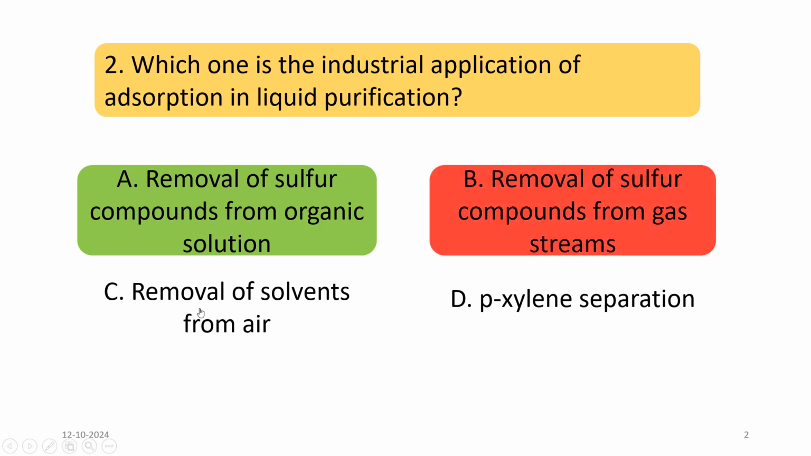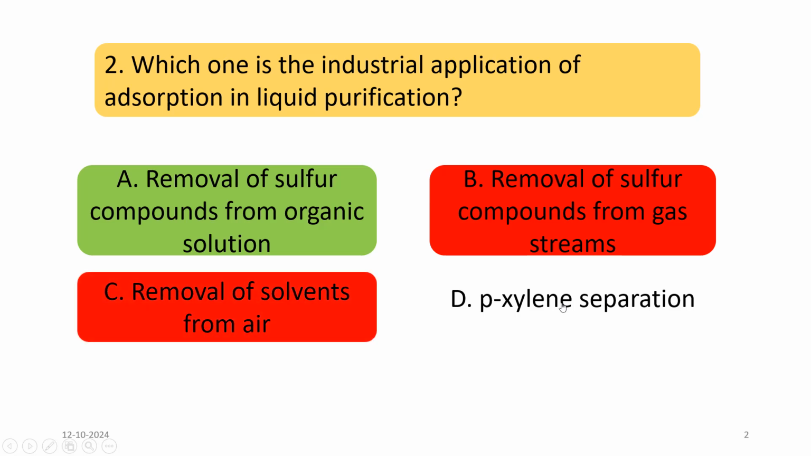Removal of solvents from air. Air is also one type of gas, right? So it is also wrong. Next is the p-xylene separation. P-xylene separation is a liquid bulk separation. So this is also true. This is a multiple choice question. Liquid purification adsorption examples are removal of sulfur compounds from organic solution and p-xylene separation.